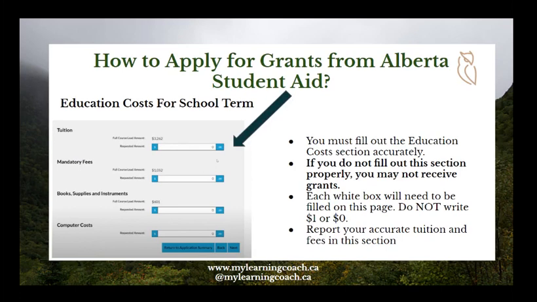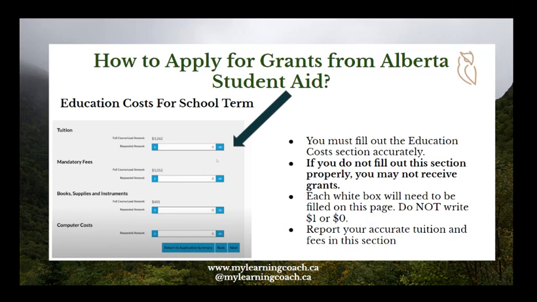It is especially important to fill out the education costs for school term in the studies information section. Even if you don't want grant funding to cover the cost of your tuition, fees, or books, you will need to accurately record your actual tuition, fees, etc. in this section. You must fill out the education cost section accurately. If you do not fill out this section or do not put in accurate information, you may not receive grants.